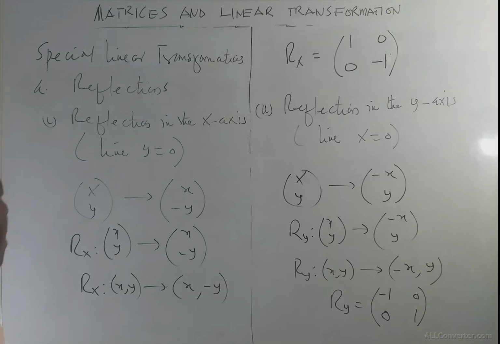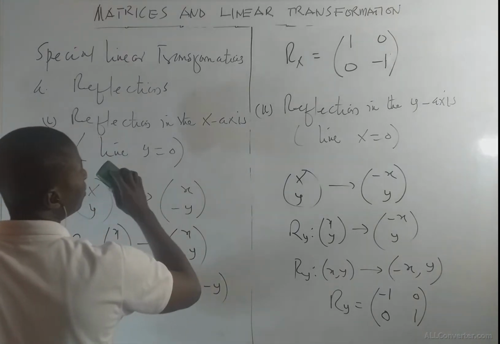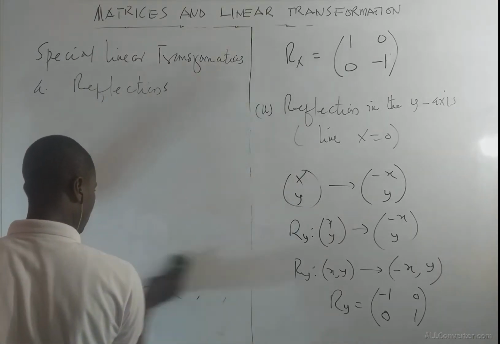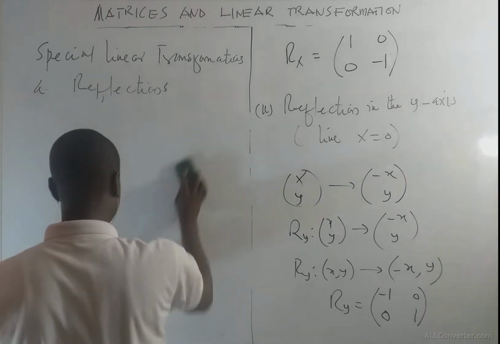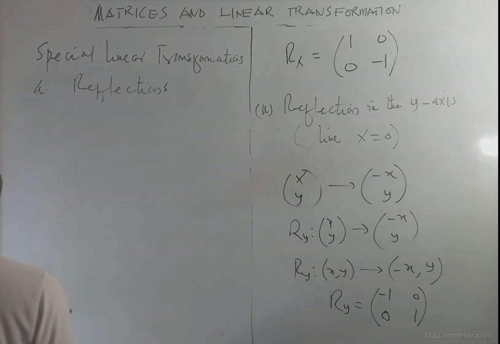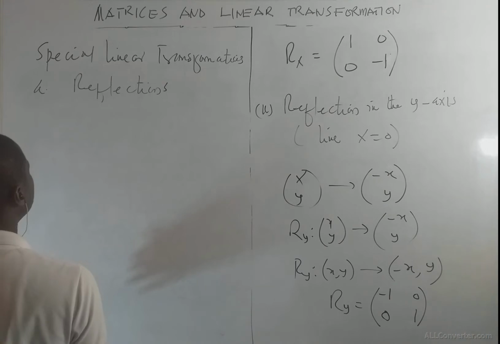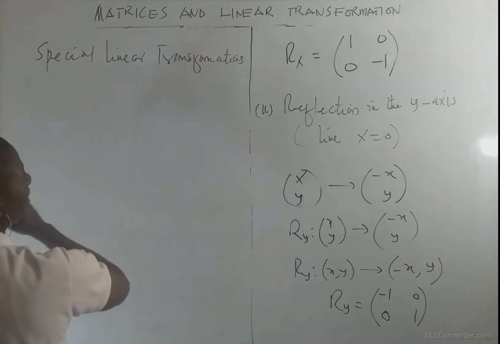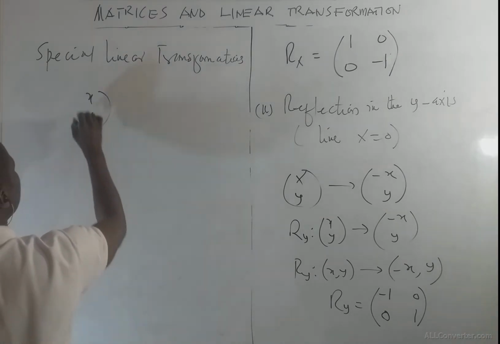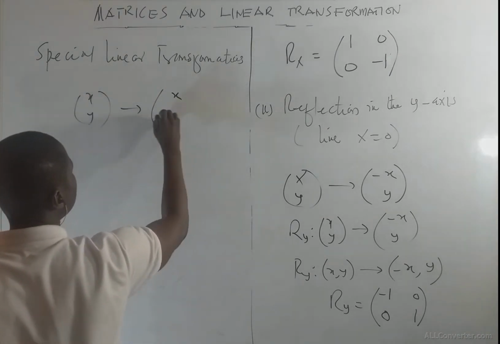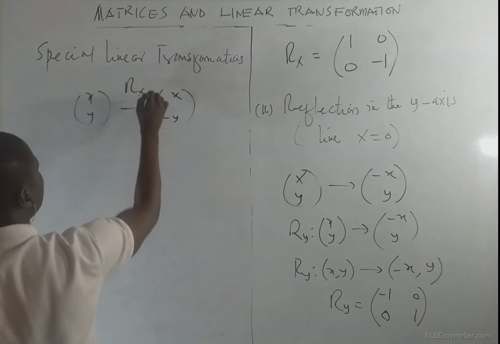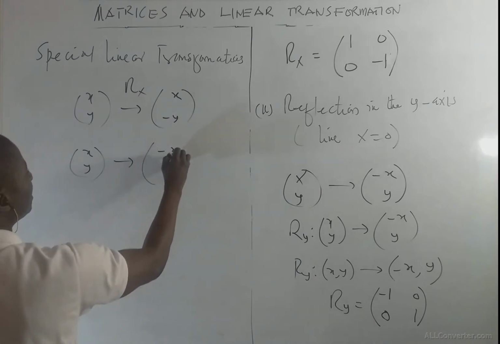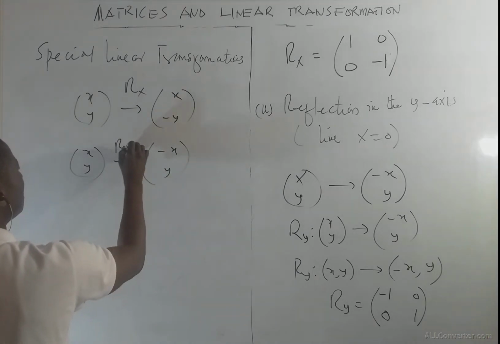Now, let's consider this. I want to show you what is really happening so that you can understand it. Don't forget that we said that for reflection in the x-axis, (x, y) maps to (x, -y). This was reflection in the x-axis. And for reflection in the y-axis, (x, y) maps to (-x, y). This is reflection in the y-axis.